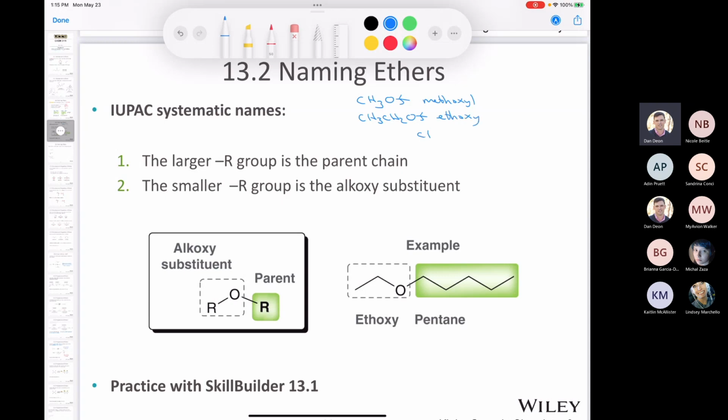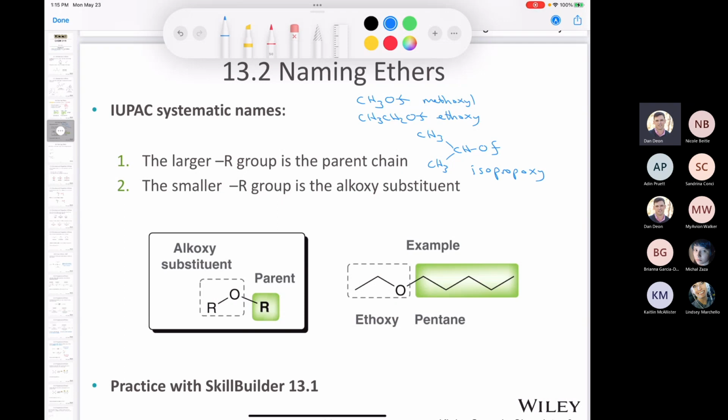Let's try a crazy one. If you had an isopropyl with an oxygen, that would be an isopropoxy. So propoxy, butoxy, tert-butoxy, isobutoxy, sec-butoxy, right? Anyhow, so that's how we would do it.